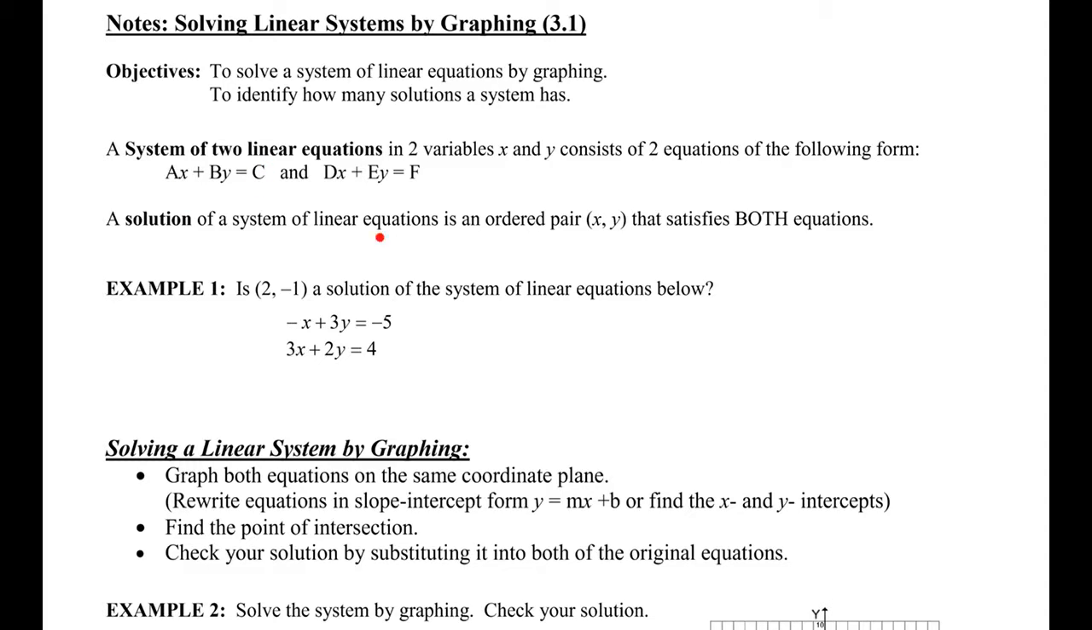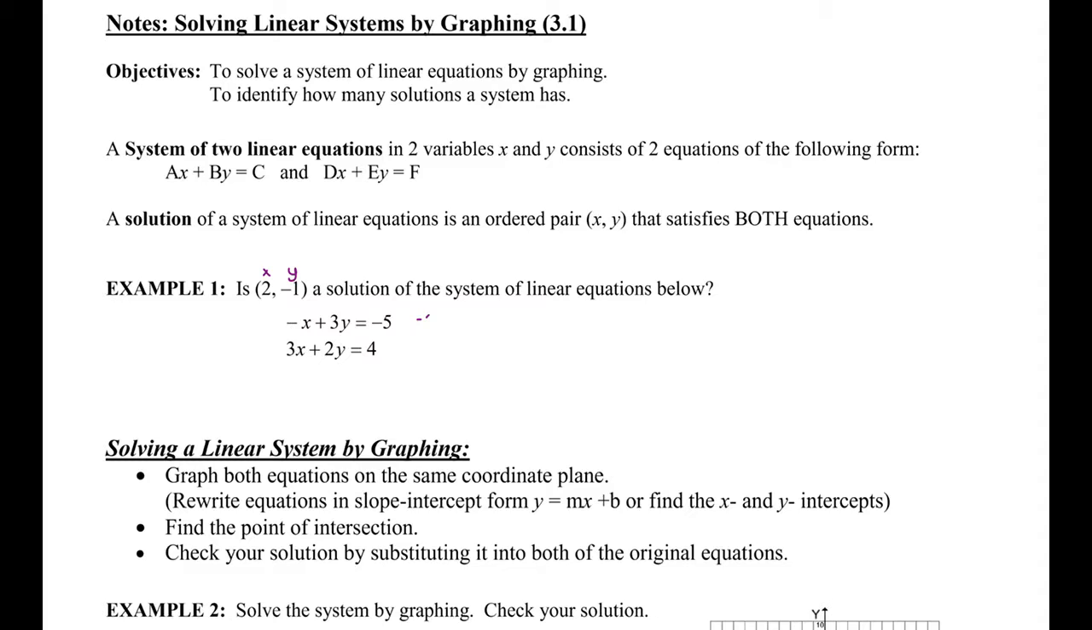A solution to a system of linear equations is going to be the ordered pair (x, y) that satisfies both of the original equations. So to start with example 1, we're going to decide: is (2, -1) a solution of the system of linear equations below? Taking the x value equal to 2 and the y value equal to -1, I'm going to plug it into both equations and see if it gives me a true statement.